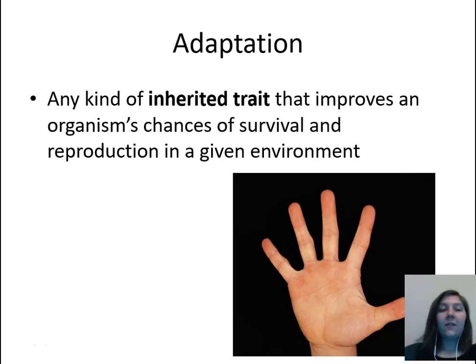Adaptation is any kind of inherited trait that improves an organism's chances of survival and reproduction in a given environment. This inherited trait part is super important because when organisms are put into a certain environment, it's about what traits they already have genetically. So adaptation is not, oh, the bird gets there and it's going to start acting differently, it's going to sing a different song. They are only using those traits that they already innately have.